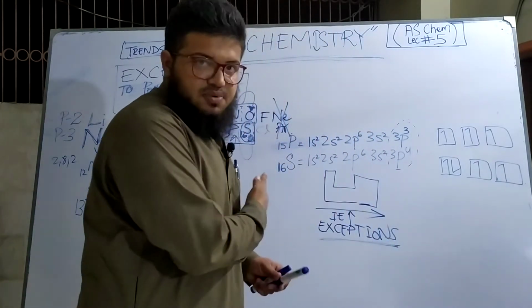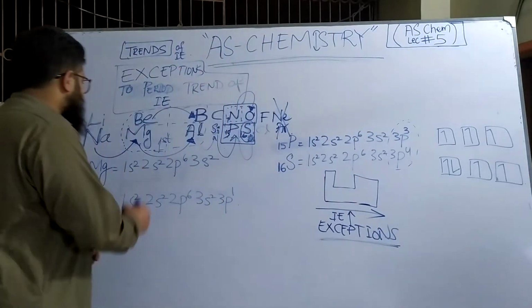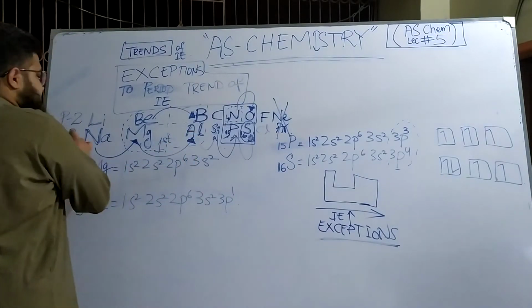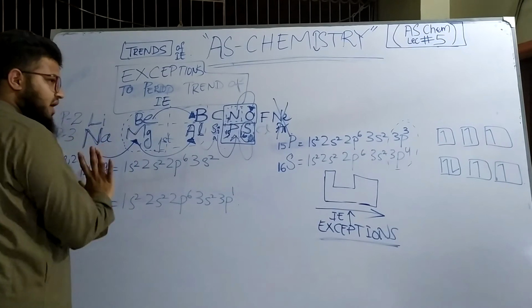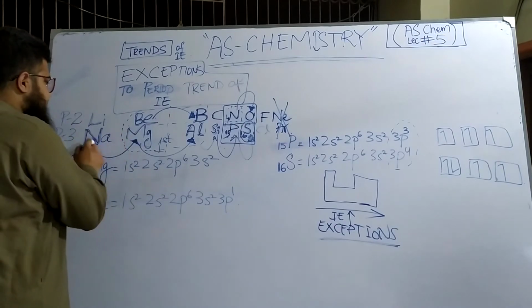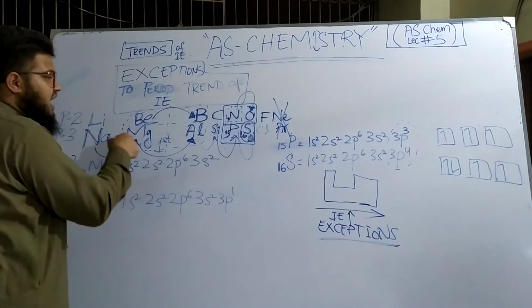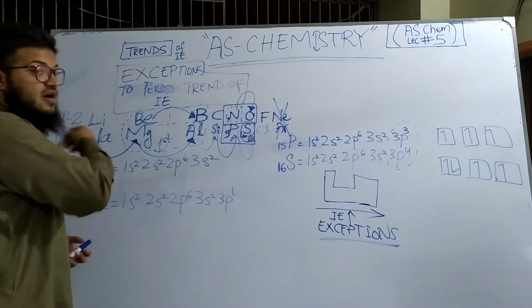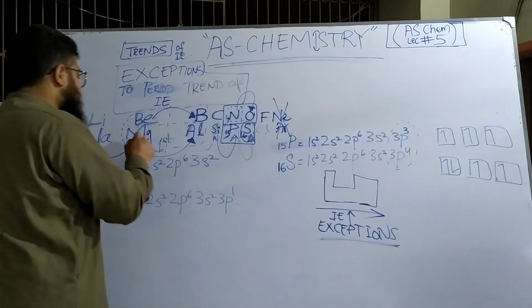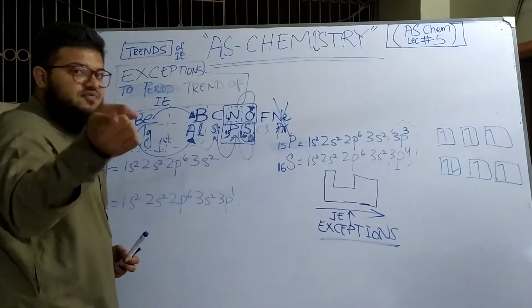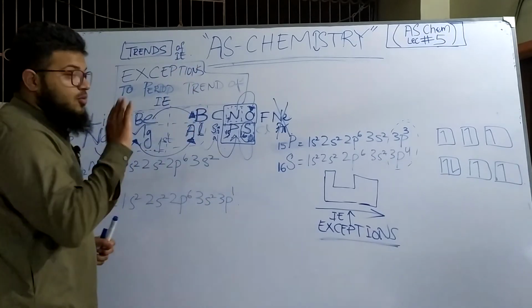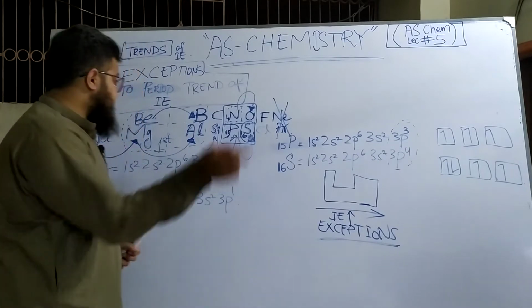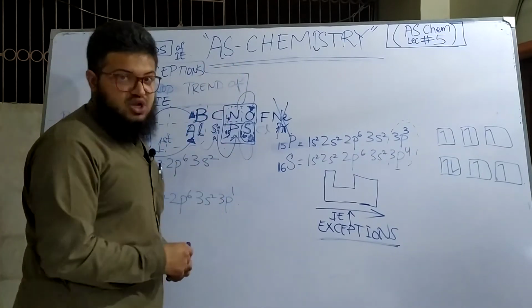So let's begin now. The first exception is from magnesium to aluminum. This is period 3, and in period 3 from sodium to magnesium there is a certain amount of ionization energy needed for magnesium and for sodium. Magnesium has a higher ionization energy as compared to sodium, following that general principle. But as you go from magnesium to aluminum, that principle is violated. Aluminum has a lower ionization energy as compared to magnesium, although according to the trend it is expected that aluminum should have a higher ionization energy.